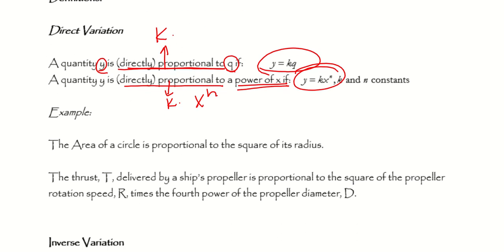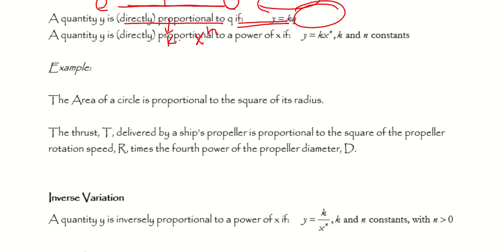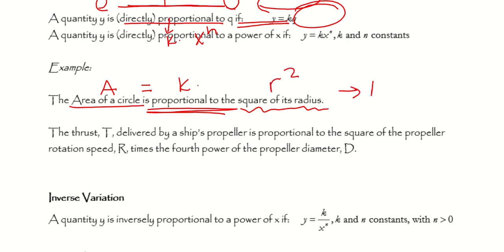Here's an example. The area of a circle is proportional to the square of its radius. So I have a quantity, the area of a circle. Let's call that A. Is means equal, proportional to means we're going to multiply by k. The square of its radius, let's call the radius r, and we'll square it. So that gives us that A equals k times r squared.